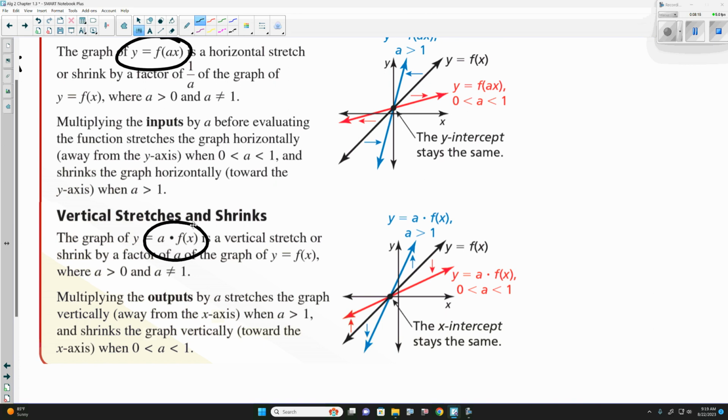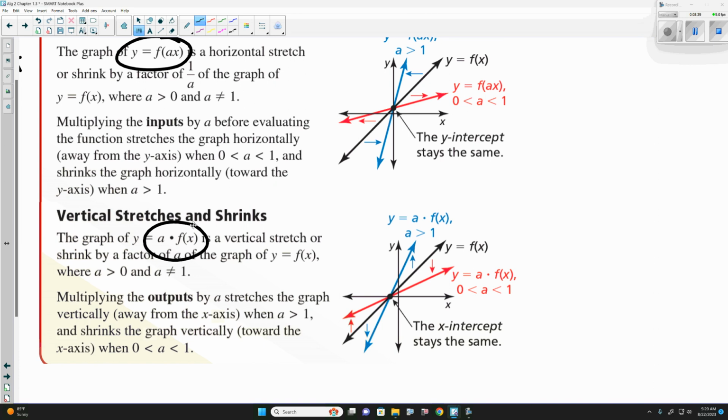So with vertical stretch and shrink, when it tells us that the function is going to have a vertical stretch of 2, we replace a with 2 and then simplify the function, kind of like what we did with the reflection across the x-axis. If it's a shrink, we replace a with whatever that shrink is and multiply it through, kind of like what we did with the reflection across the x-axis.